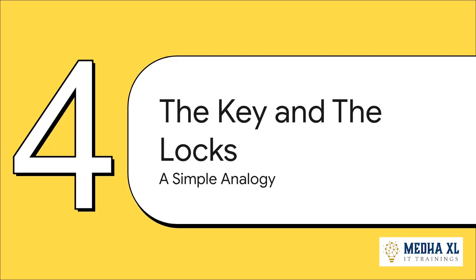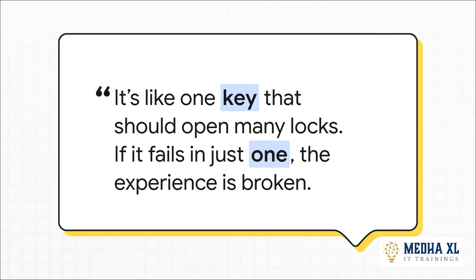So, okay, we have all these different devices, operating systems, and browsers. It's a lot to juggle. But there's actually a really simple and powerful way to think about all this. I want you to think of your application as a single key. And every different combination of device, OS, and browser, say an iPhone on Safari or a Windows desktop using Chrome, is a unique lock. That one key has to open every single one of those locks perfectly. If it fails in just one, if the app is broken for even one small group of users, then for them, the whole experience has failed.